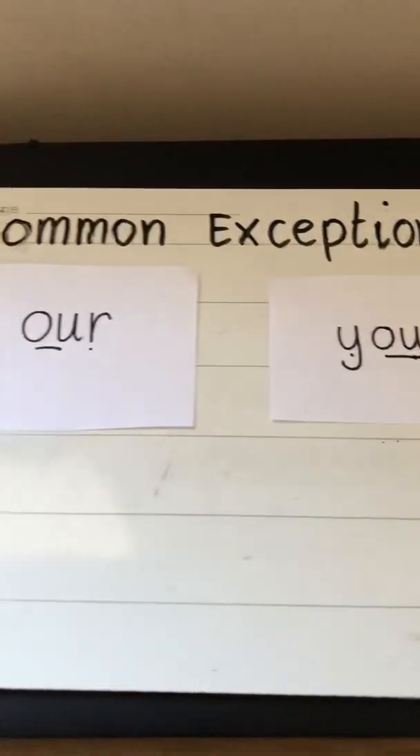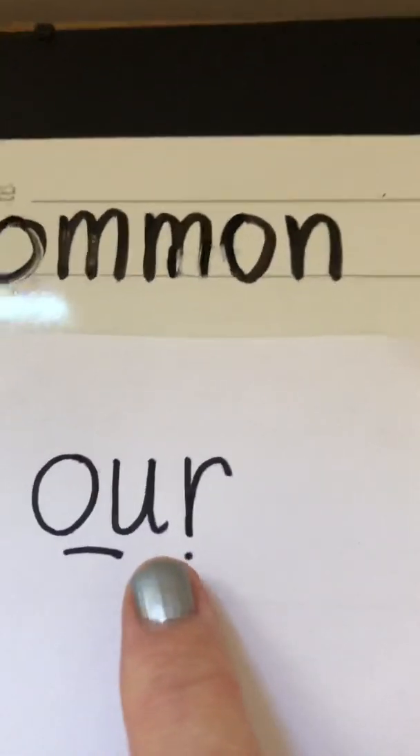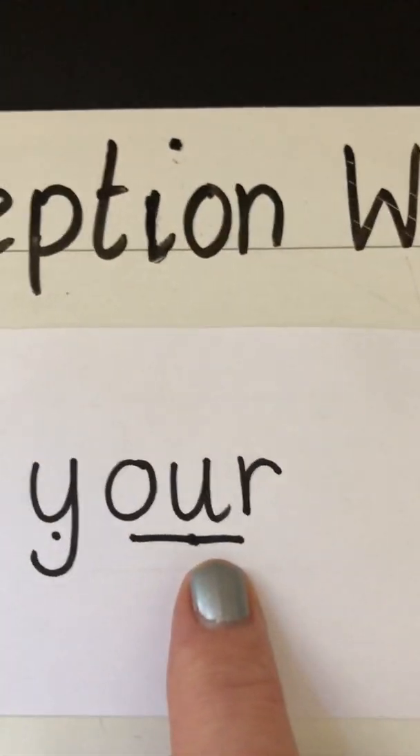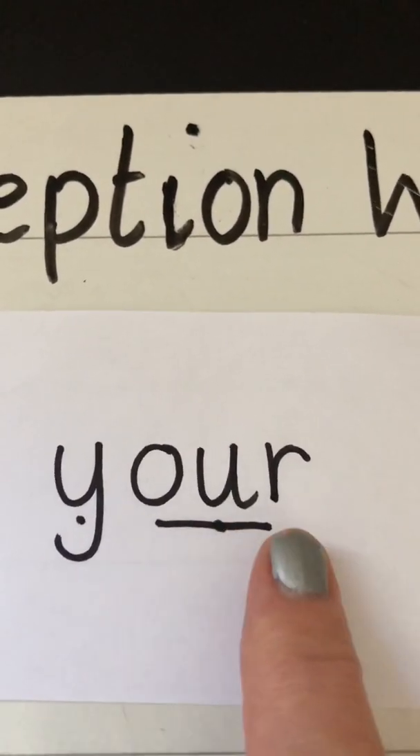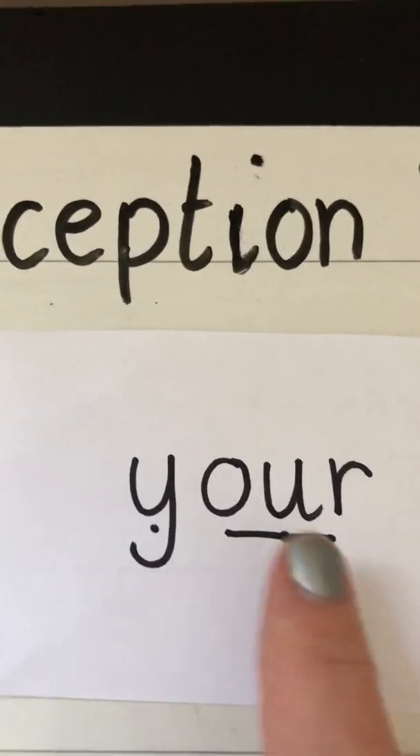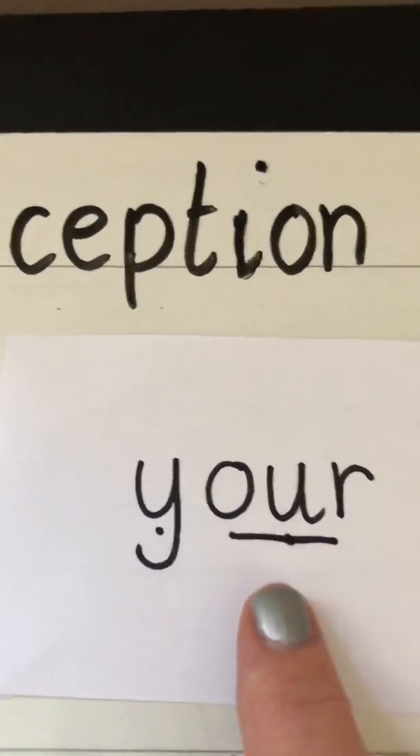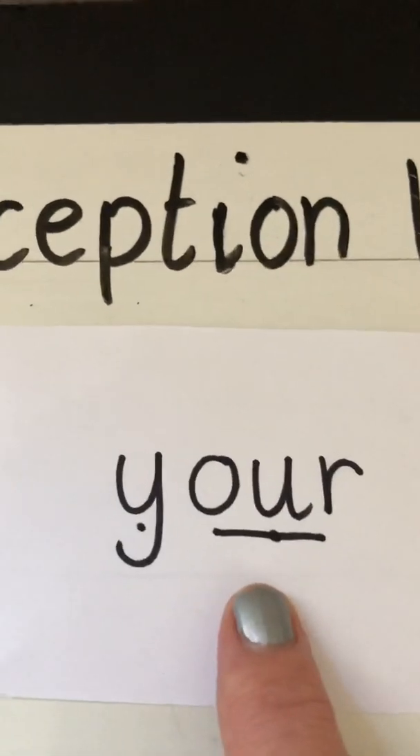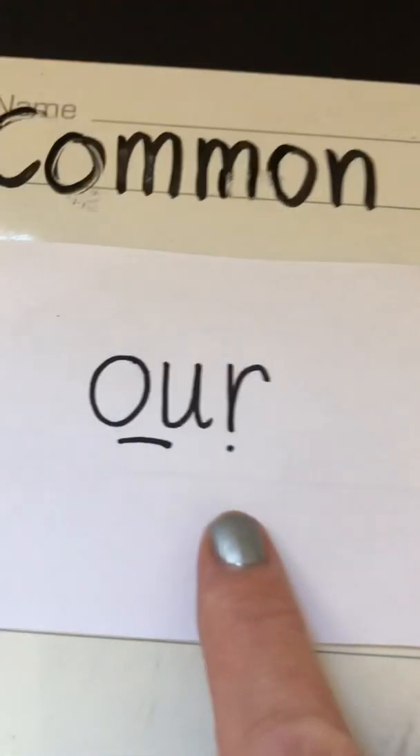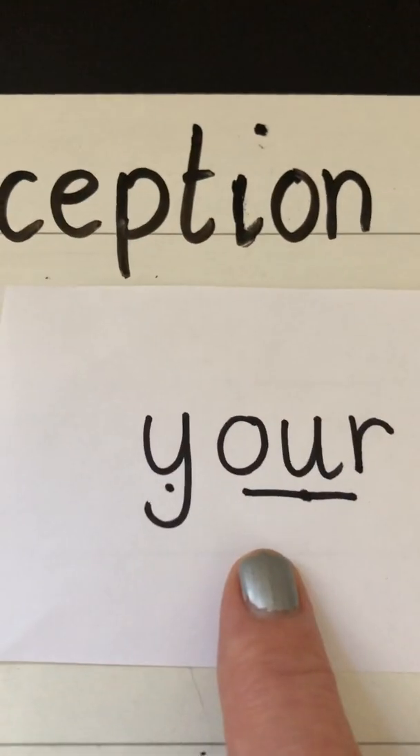Now you might notice something similar about these two words. They both end in O-U-R, but whereas in this word it says the hour sound, in this word it's making an or sound, so it's quite tricky. Y, or, your. Like if I said, your hair is very curly. So we've got our and your.